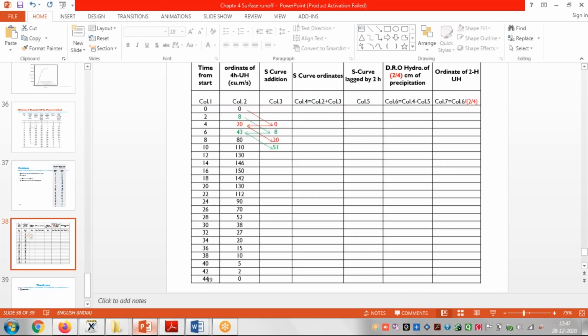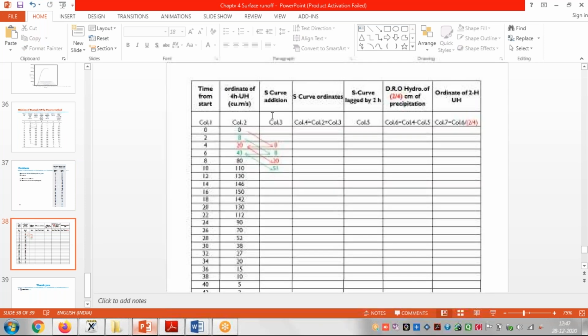So here the method is mentioned. First, we will write all the ordinates, right? We will write all the ordinates likewise here. So this ordinate is what? The 4-hour unit hydrograph. And S curve means what? We just add all this, and it will be starting from 4-hour, right?